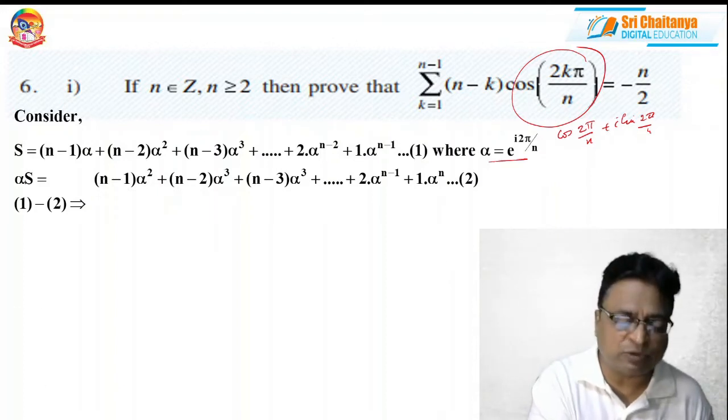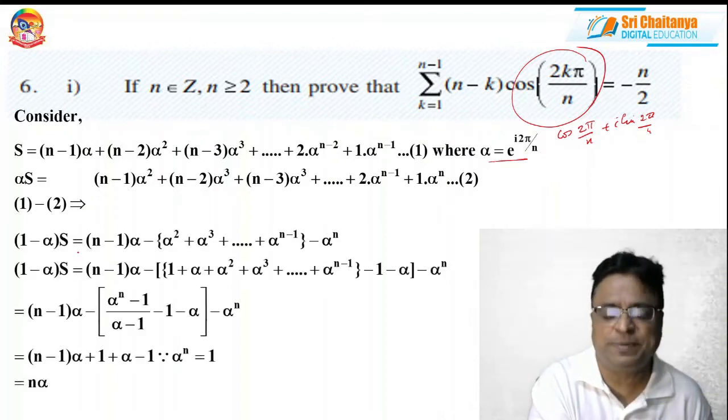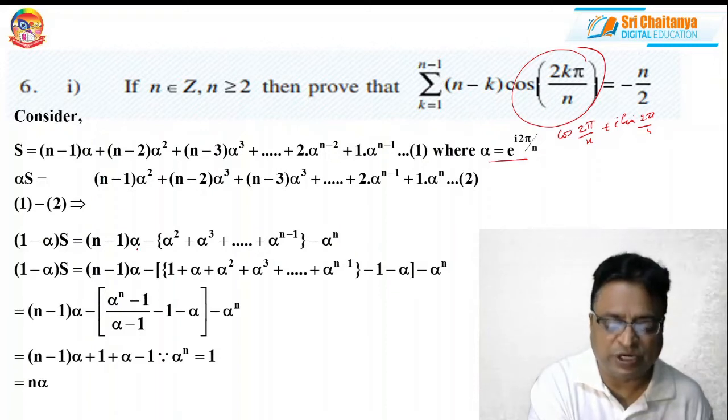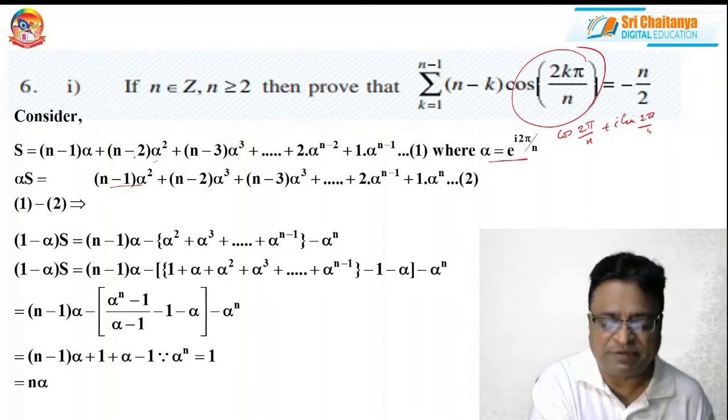So what happens? (1−α)S is equal to (n−1)α minus of, so from these two, I may get α². After simplification, I can get 1 only. After simplification, again, I can get 1 only.